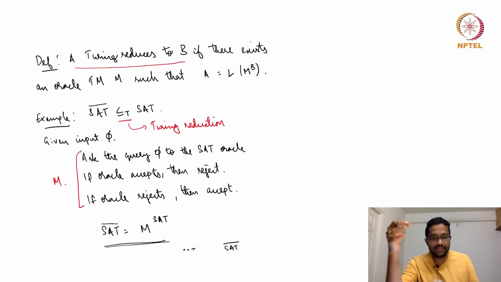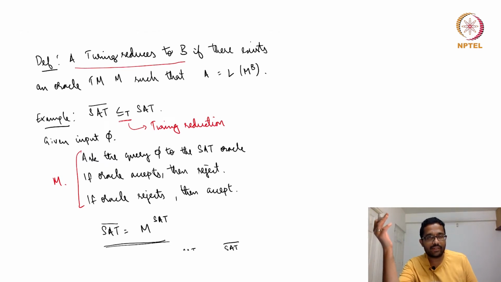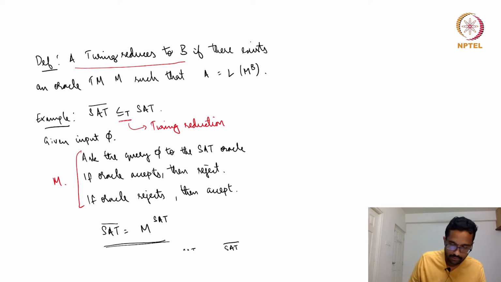So given a SAT complement instance, right? So let's say given a formula phi, it is in SAT complement if it is not satisfiable. In other words, if it is not satisfiable, it is a yes instance of SAT complement, right? Which means it's a no instance of SAT.